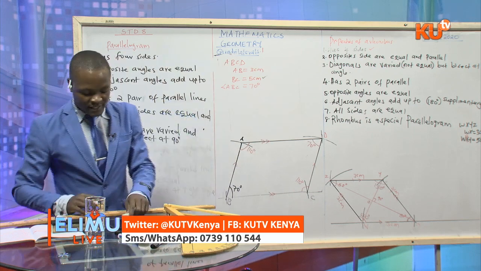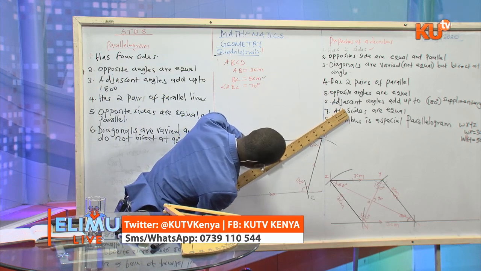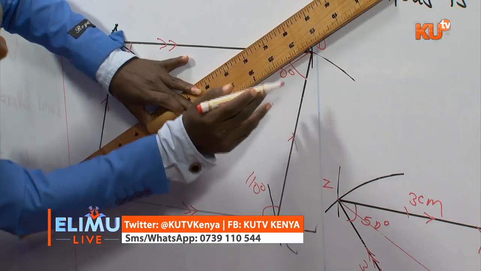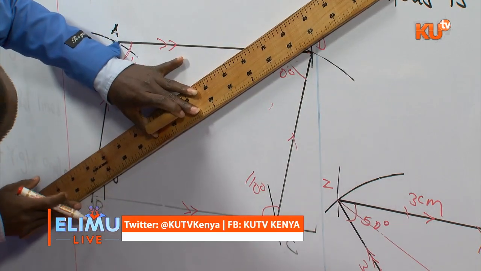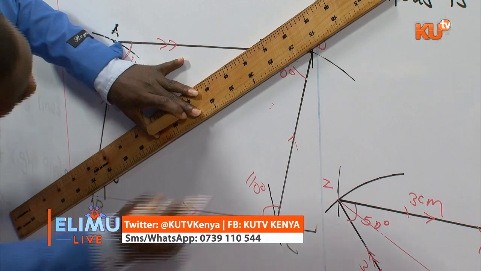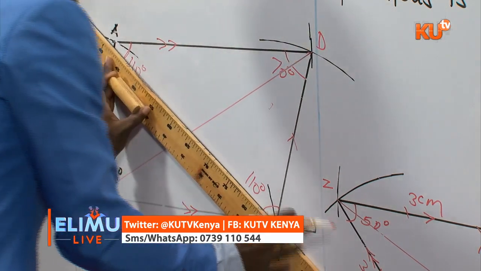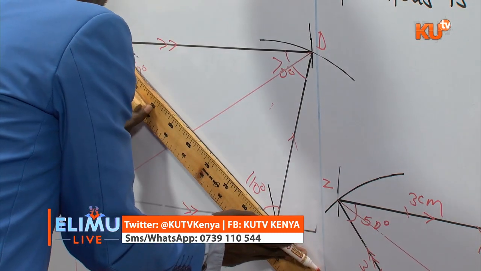And then we also say that diagonals are varied. That means that the diagonals are not equal, and they do not bisect at 90 degrees. The only quadrilaterals whose diagonals bisect at 90 degrees are the square and the rhombus.